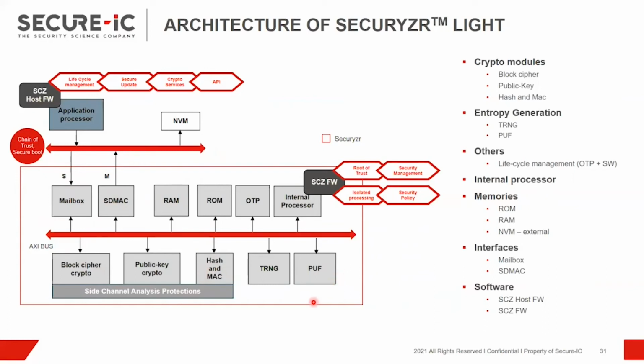In addition to that, there are also two software components. One runs on the internal processor. This one is in charge of managing the root of trust, the security policy and the security rights. The other is a host firmware which runs on the application side. This one is in charge of communicating with the Securizer, for example, to manage the life cycle and to ensure cryptographic services, for example, for the secure communication protocol.